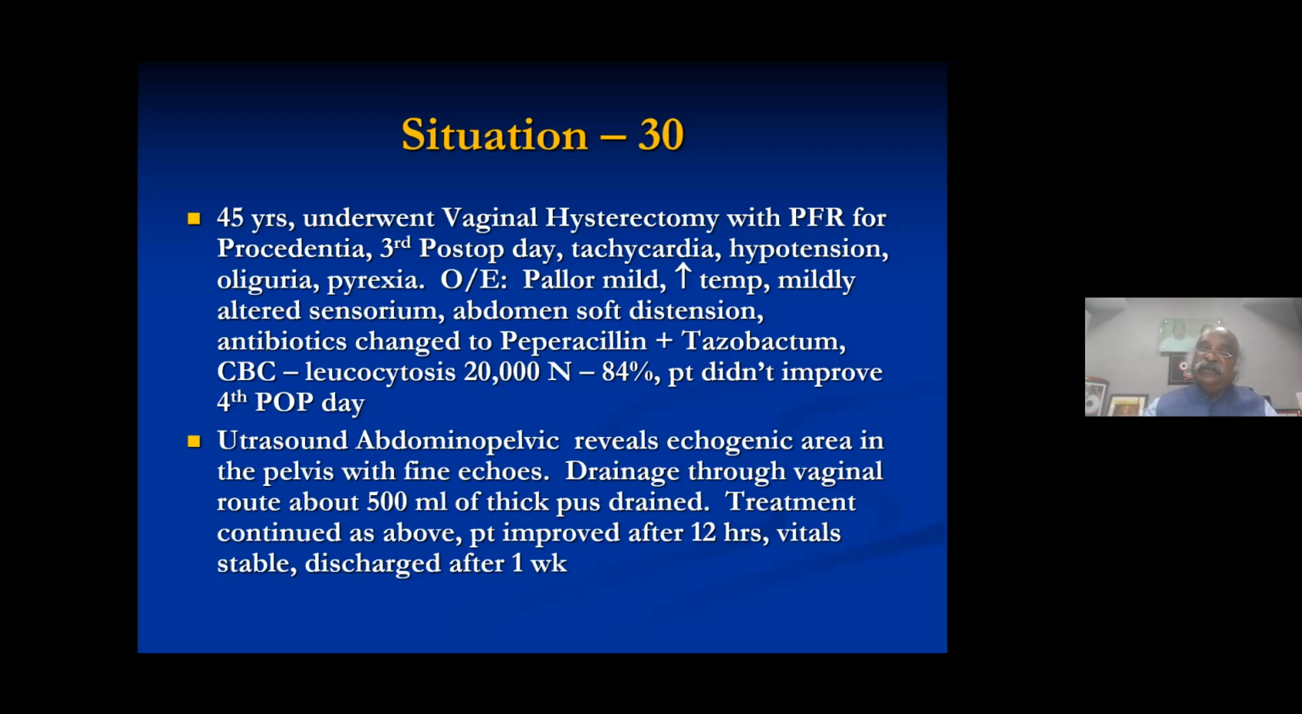And therefore, I thought there could be a collection of pus there, and planned drainage through the vaginal route. I punctured the vault and about 500 ml of thick pus was drained. Treatment continued as above. Patient had a significant improvement after 12 hours of drainage because the source is removed. Then the antibiotics can help. Vitals stable, discharged after 1 week.